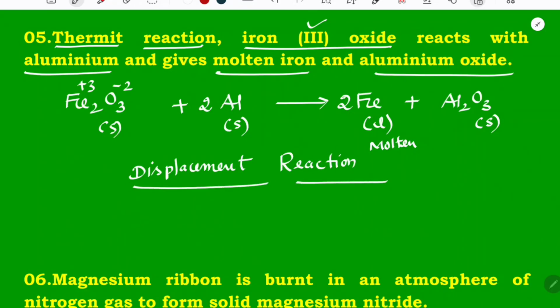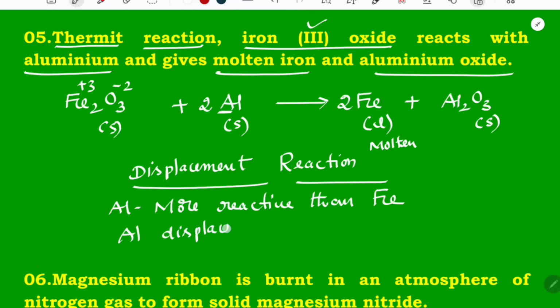So how is it a displacement reaction? Aluminum is more reactive than which one? Iron. So aluminum can displace, aluminum displaces which one? It displaces iron from ferric oxide, Fe2O3. So okay, clear? So okay. Next.